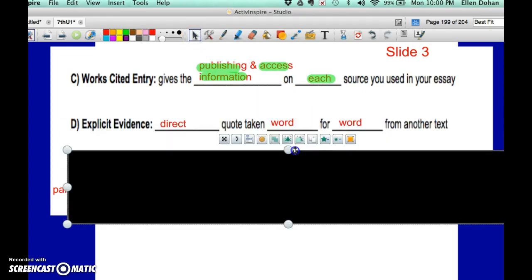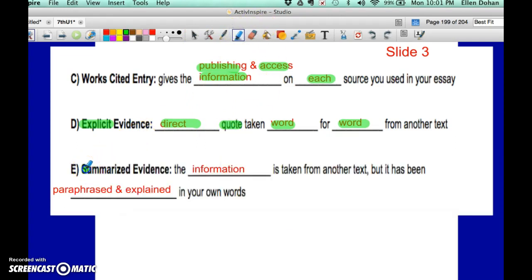Next, we have to differentiate between the two types of evidence that will be found in our essay. We have explicit evidence, which means you took a direct quote that's word for word from another text. So in other words, you're literally lifting or copying and pasting what someone else used. And it's important to give credit for that, otherwise we'd be plagiarizing. And then we also have summarized evidence. And summarized evidence means that the information is from another text, but you have done a little bit of work and you paraphrased and explained it in your own words.